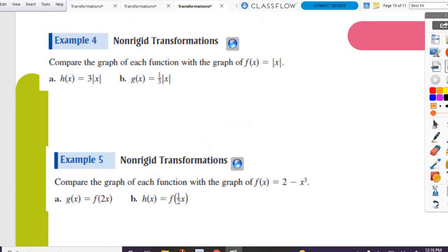And both of those are what we call our non-rigid transformations. Okay? The reason why they're called non-rigid is because with our left, right, up, and down, it's very clear, right? It's very like, I move up 2 units. I move down 2 units. Pretty straightforward. These ones are slightly different, okay, because it depends on what the number is on how it affects it, okay? So, let's look at a graph.